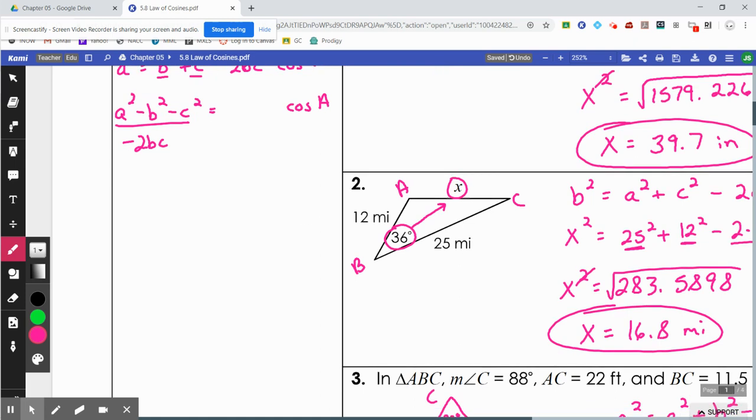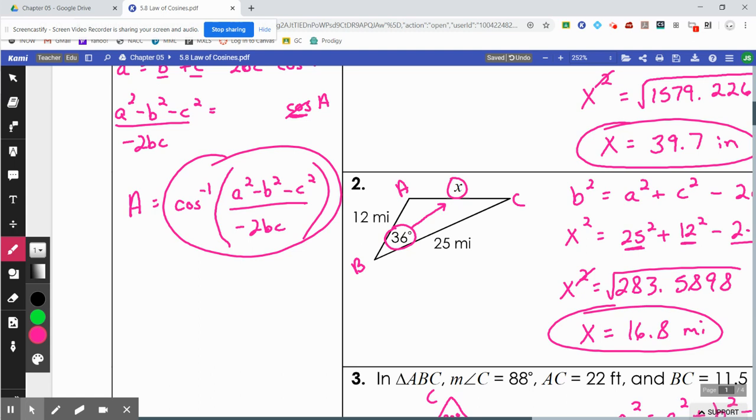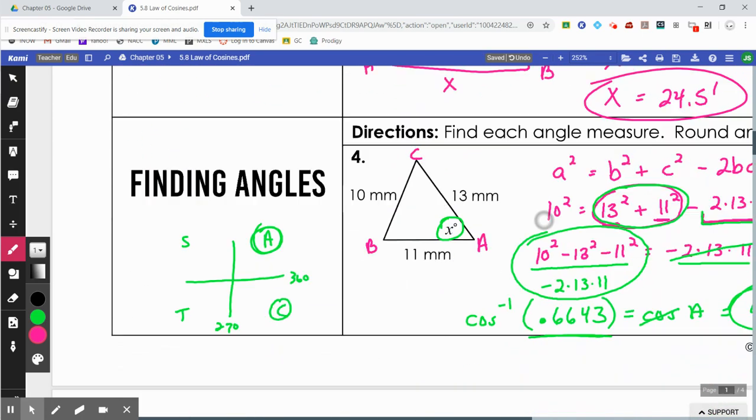And if you'd like to, you could actually go a step further. And you can say, you know what, to get rid of the cosine, I've actually got to move it over by doing the inverse cosine. So you could actually say that angle A is going to equal the inverse cosine. That's how you move that over. The inverse cosine of a squared minus b squared minus c squared over negative 2bc. And if you do it that way, in order to find angle A, you can type this whole thing into your calculator and you're finished. Just make sure that since it is a fraction that you put the top in parentheses and you put the bottom in parentheses as you're typing it in. So that's another way of working these.